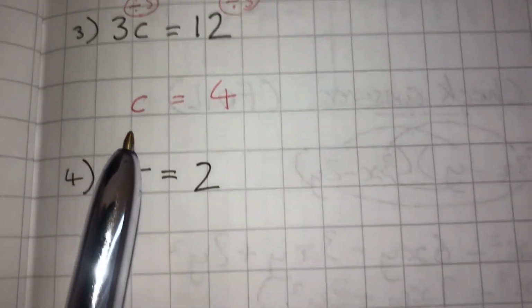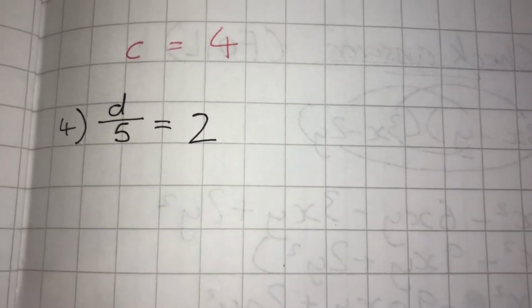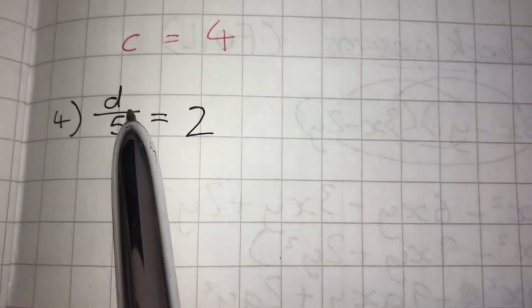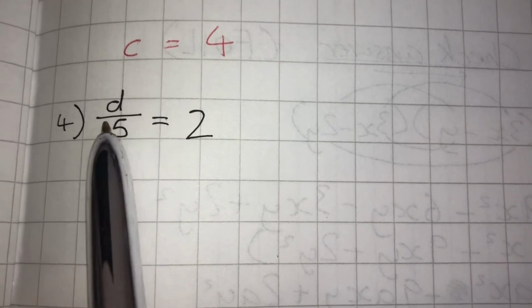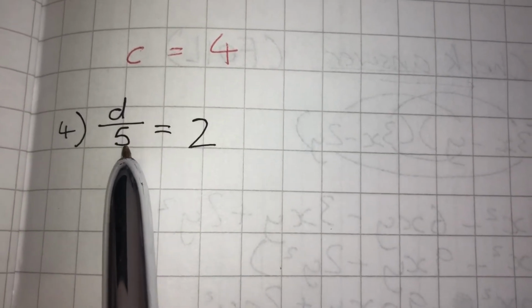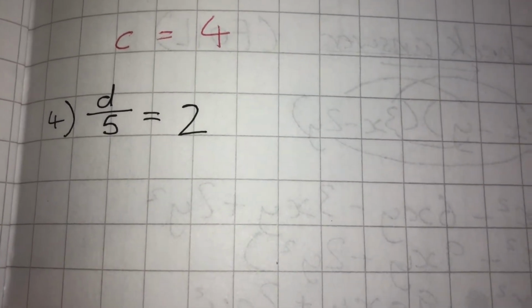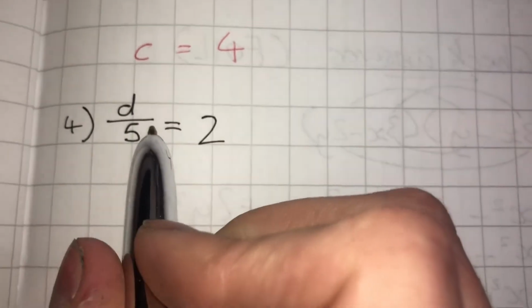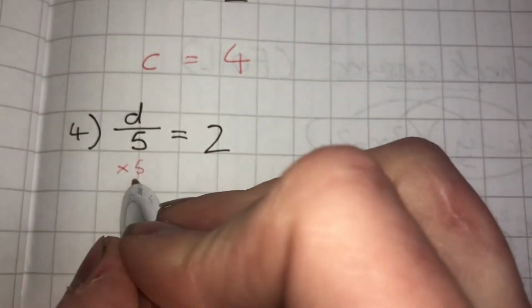Okay? Moving on to our fourth example. And again, this is the way you will see this commonly shown in an equation in an exam. The line in a fraction, remember, it's called the dividing line. So this means divide, this means d divided by 5 equals 2. Okay, so working backwards from that, doing the opposite. The opposite of divide by 5 is multiply by 5.